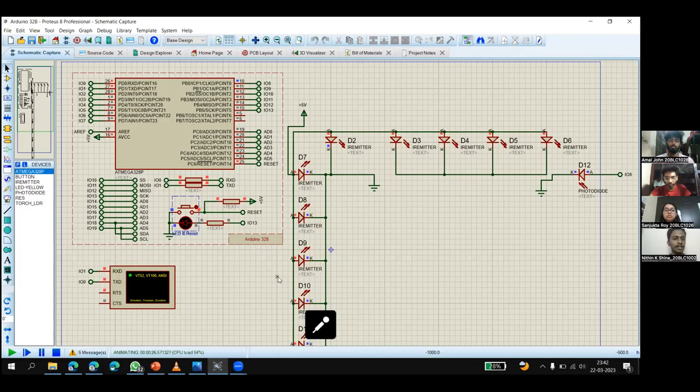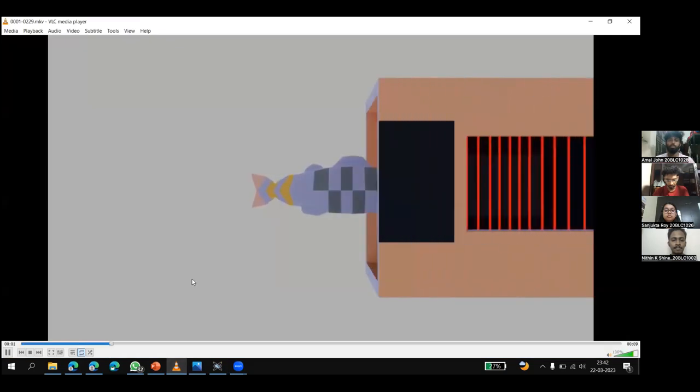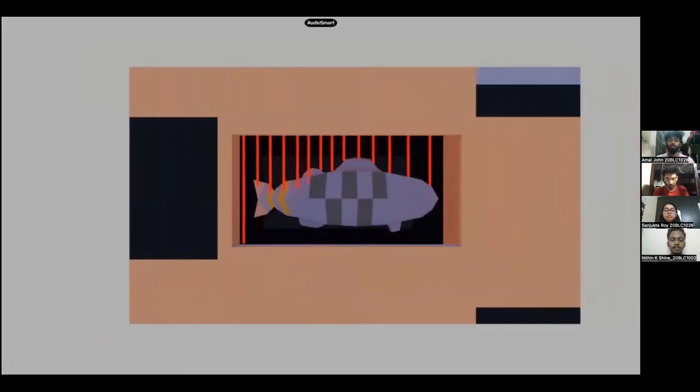Yeah, so for the simulation, we have used Proteus. We have used an Arduino Uno, and we have used IR transmitters and receivers. Proteus doesn't have a proper IR receiver, so we have used a photodiode. We have simulated with more than 300 IR transmitters to get to know the power input required for the circuit. And that's all about the simulation. Now over to Amal. So we prepared a short video to explain how our project would work.